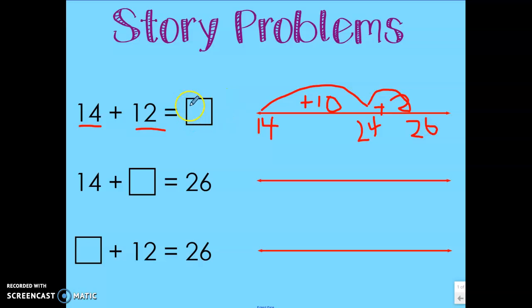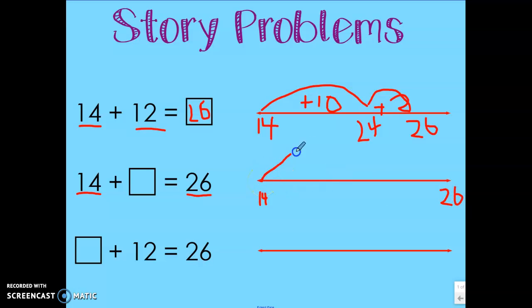So I very quickly just solved the first equation. Now, when we get down below where there's an unknown in the middle, it's a little bit more challenging, so we have to be careful with that. So we have 14 plus something equals 26. Okay, so we have two numbers, but the middle is missing. So we can again start at 14. And this time, I want to end at 26. So my goal is to jump as many times as it takes to get to 26.